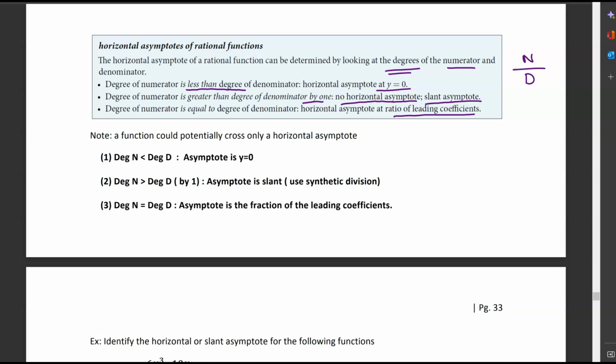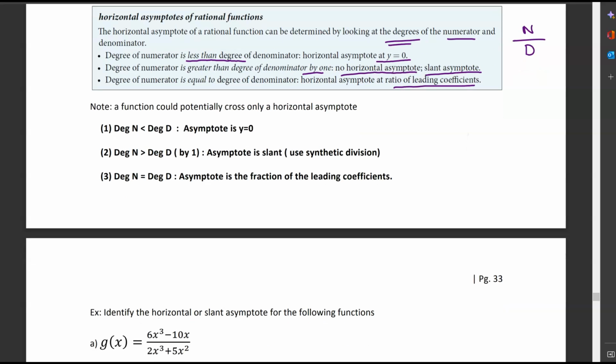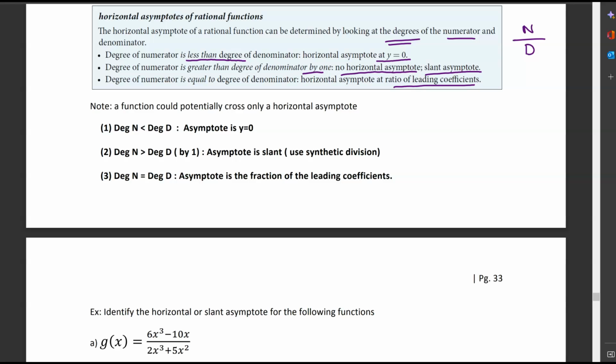So we'll take a look at what this means. Really, this is one way to kind of remember it. A function could potentially cross only a horizontal asymptote. If the degree of n is less than the degree of d, so our numerator is less than the degree of the denominator, we have an asymptote at y equals 0. If the degree of n is greater than the degree of d by 1 only, an example of that would be if I have x cubed on the top and x squared on the bottom.